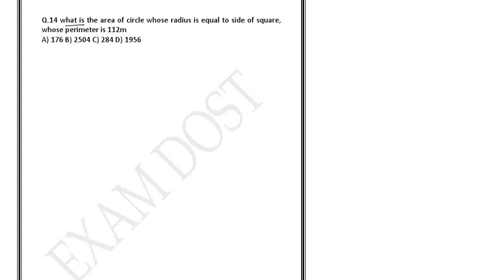What is the area of a circle whose radius is equal to the side of a square whose perimeter is 112? The question is, what is the area of the circle?